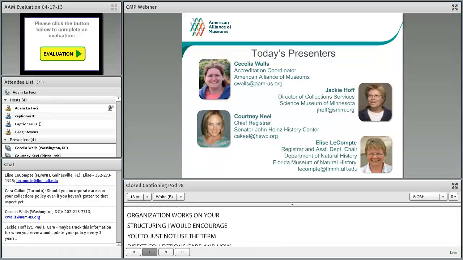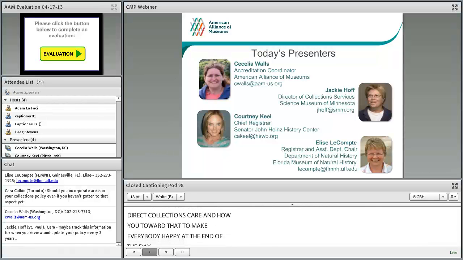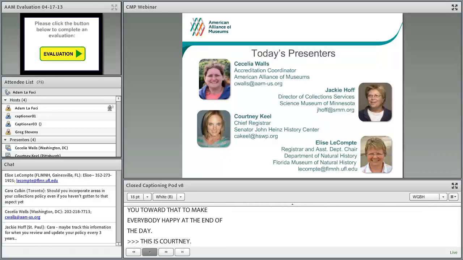This is Courtney. I agree with you on that. Ours states that it will go into a fund, an acquisition fund for the growth of the collection, so only to purchase new collections. Very specific is good.